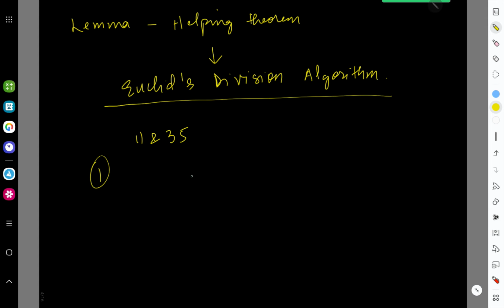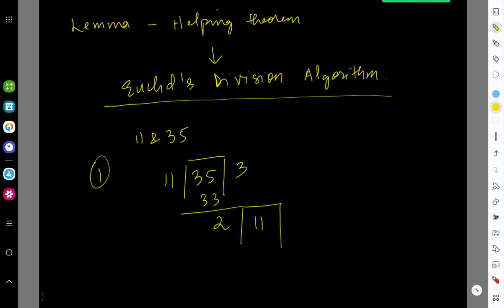So the first step is we have to divide the bigger number by smaller number, and 11 times 3 will give us 33. The remainder is 2. If we want to find the HCF, the algorithm says we should not stop here. Now that the remainder is 2, we will consider this remainder as our new divisor, and we will consider our old divisor as our new quotient. We will continue this process until our remainder becomes 0.